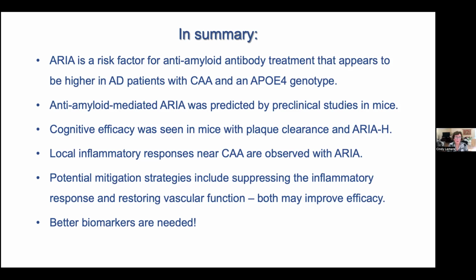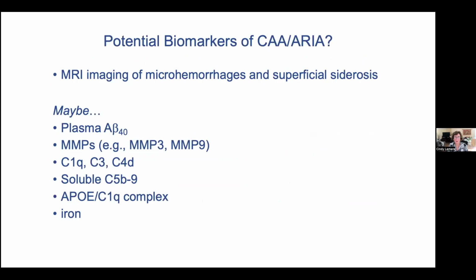And then there are a number of potential mitigation strategies, including suppressing the inflammatory response and restoring vascular function, both of which may improve efficacy. And we need much better biomarkers. So right now, CAA and ARIA are determined by MRI imaging, and MRI is not perfect by any means for CAA, but you can see microhemorrhages and superficial siderosis.